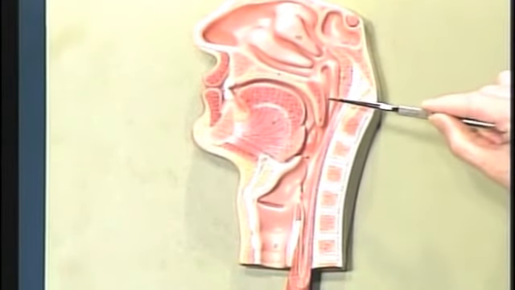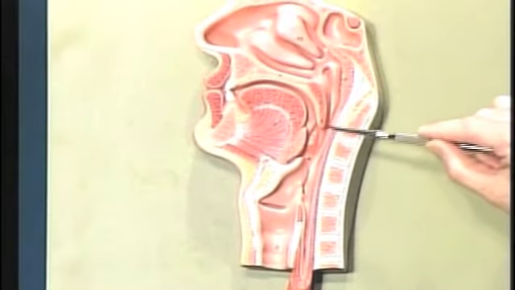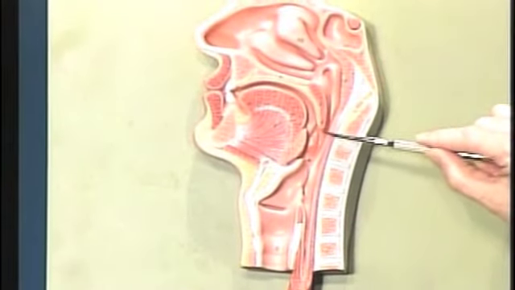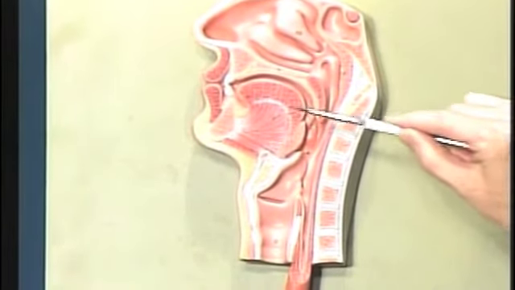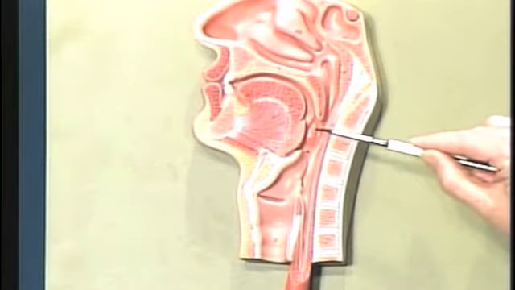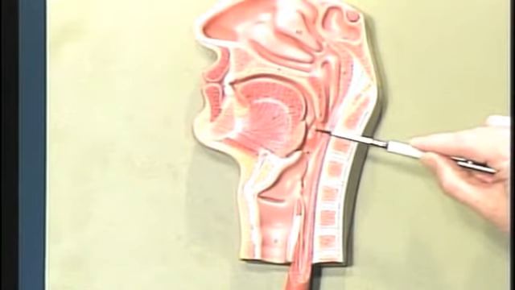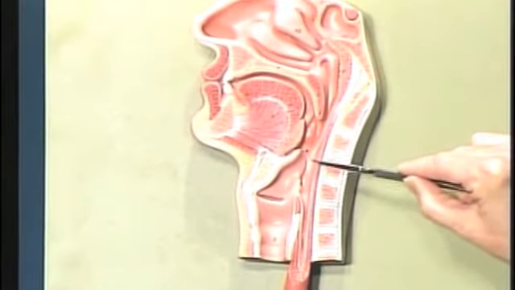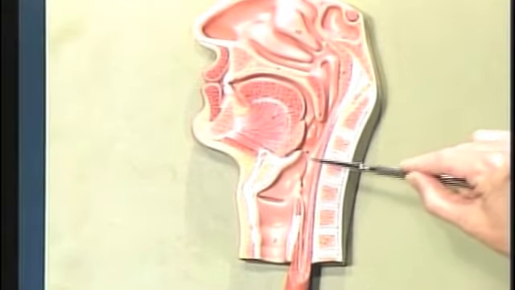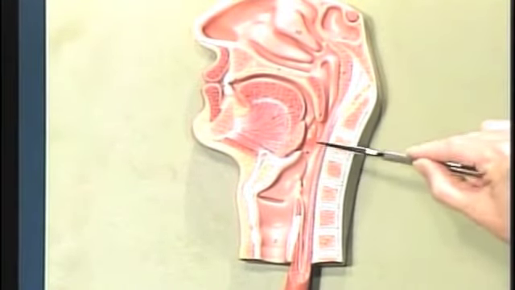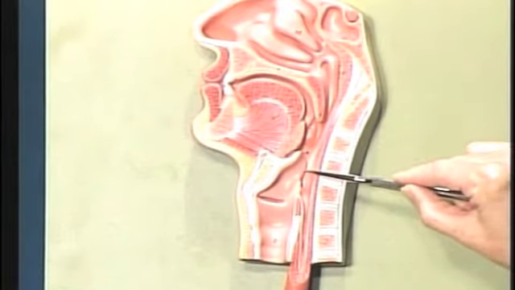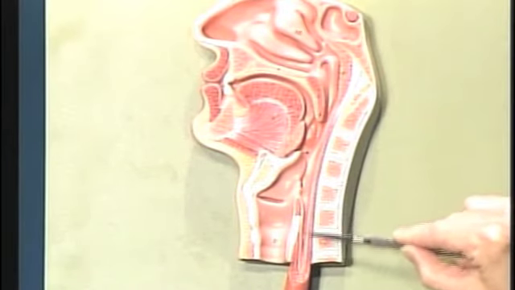The food travels past the throat. Remember, the name for throat is pharynx, and this region of the pharynx, because it's near the oral cavity, is the oropharynx. It travels past the oropharynx and then past the laryngopharynx. And then down the esophagus.